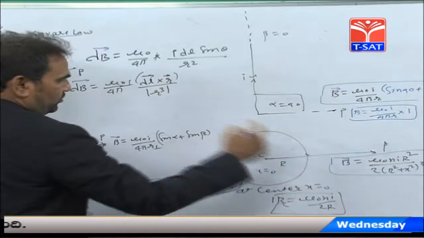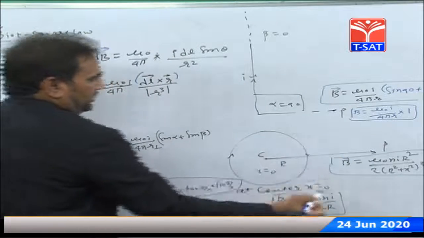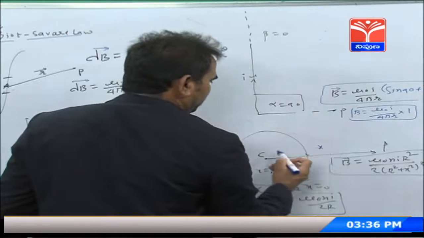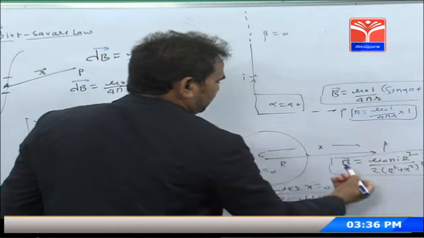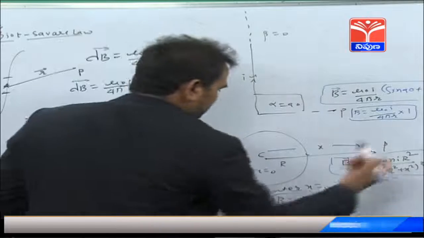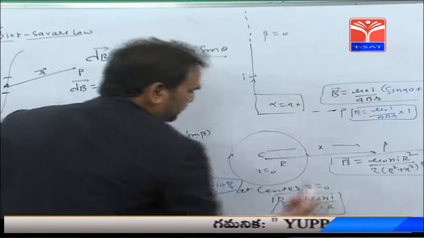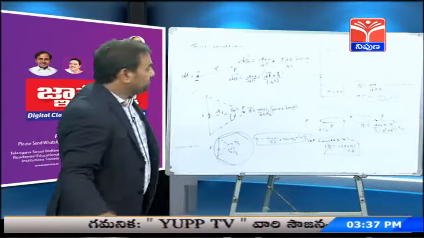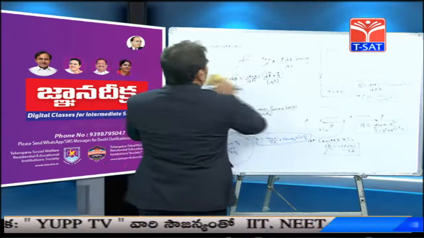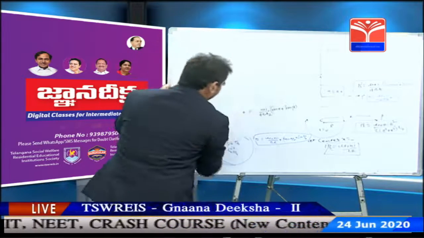Next, the magnetic field on the axis of a circular current carrying conductor at a point P, which is at a distance of x, is given by B is equal to mu naught n I r square by 2 into r square plus x square whole power of 3 by 2. At the center, x is equal to 0, that is B c is equal to mu naught n I by 2 r. Based on this concept, I will explain some applications.